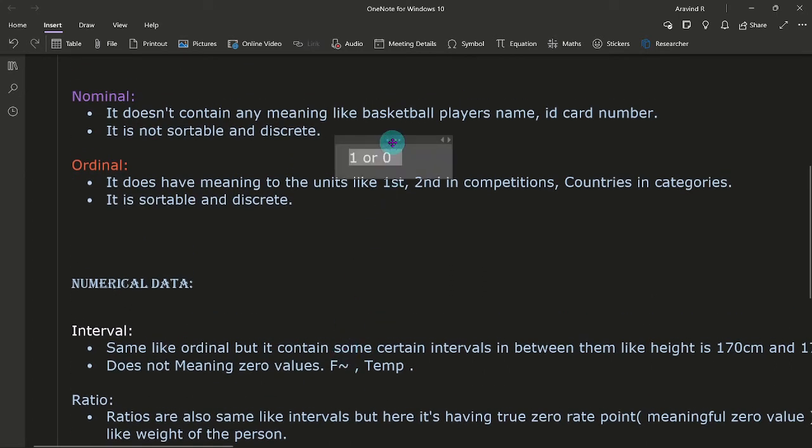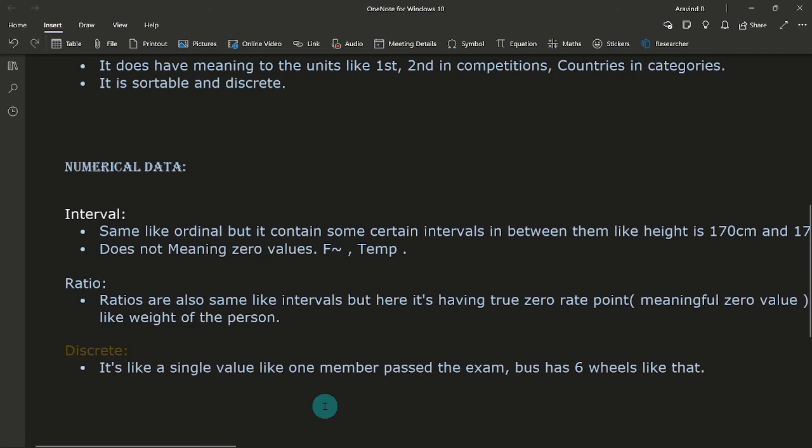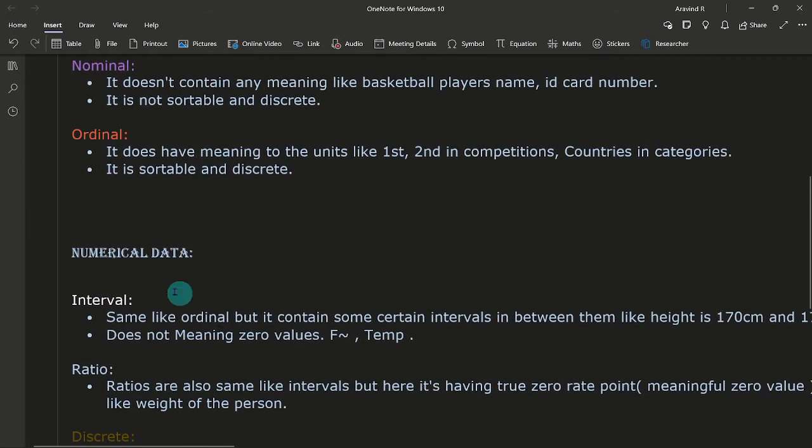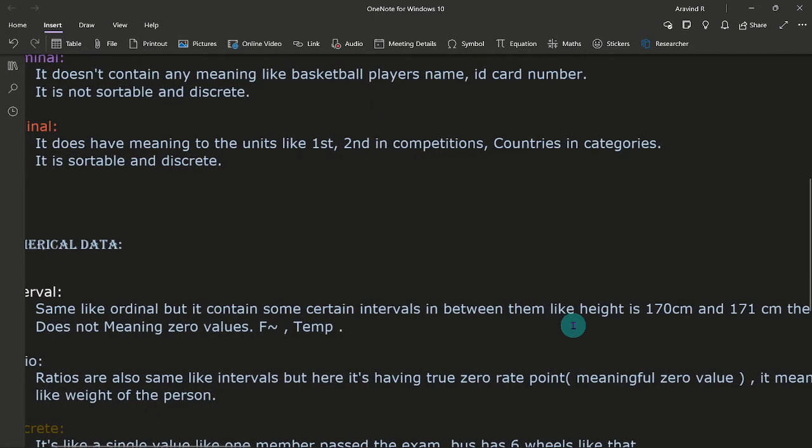What is ordinal, guys? It's nothing but it has ordered values and it is sortable as well as it has discrete. Okay, we have discrete, right? Discrete is a single number. Okay, single value. Okay, so interval is same like ordinal, but it contains some intervals. In ordinal there is no interval, it is an ordinal data type. In interval it has some intervals. Okay, so like my age is 170 and my friend's age is 175.